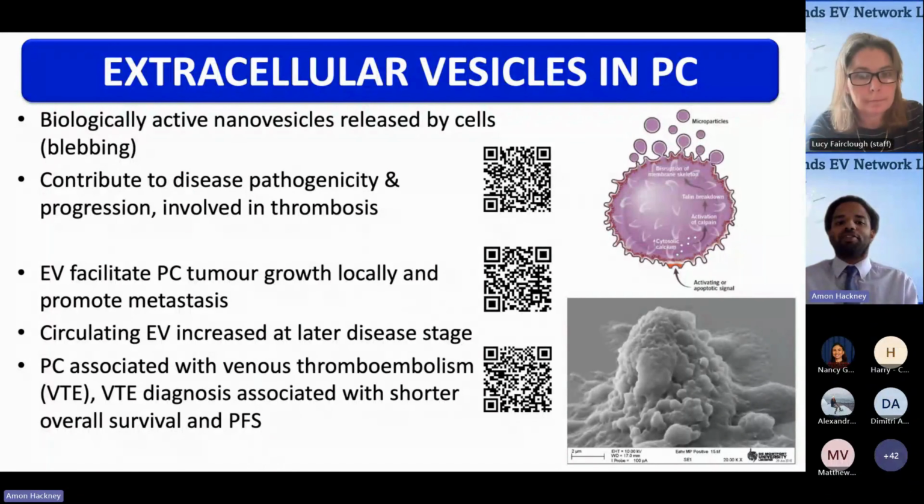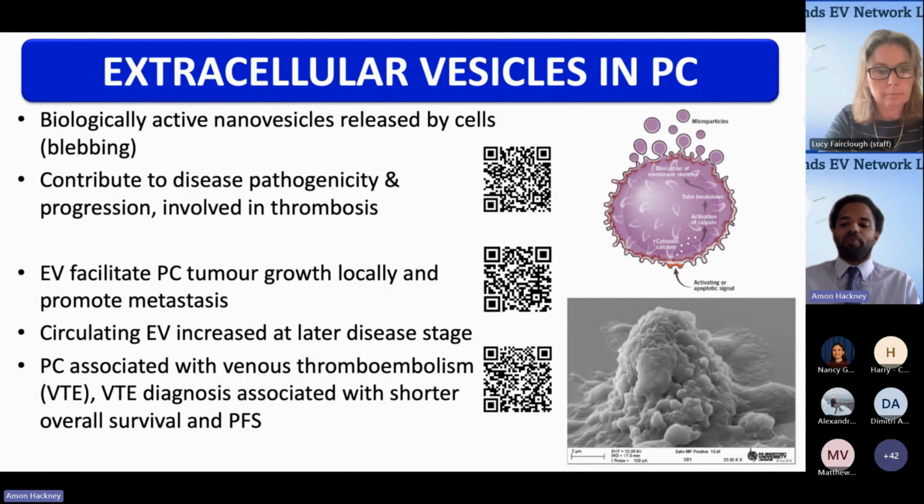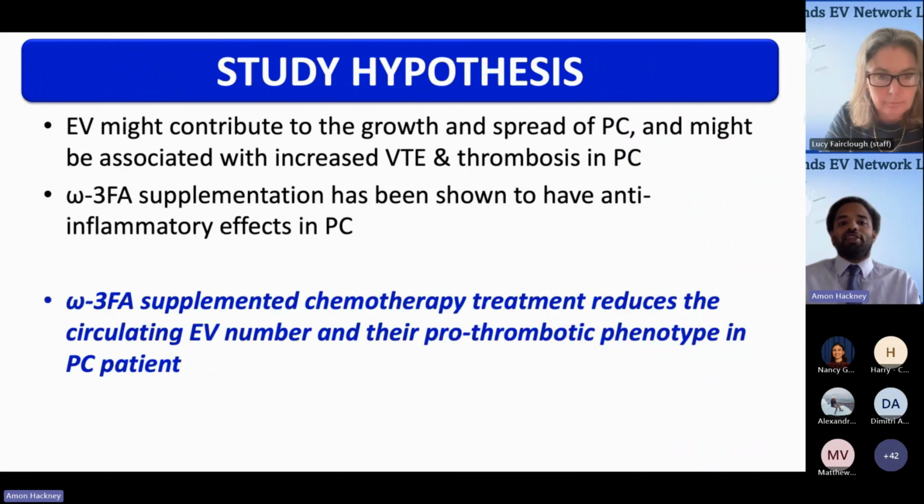It's been shown that the circulating count of EVs is increased at later disease stage. And as I mentioned earlier, PC is associated with venous thromboembolism, and patients that are diagnosed with VTE also have a shorter overall survival and progression-free survival. The hypothesis of our study was that omega-3 supplementation of chemotherapy will reduce the circulating number of extracellular vesicles and also reduce their prothrombotic phenotype in pancreatic cancer patients.